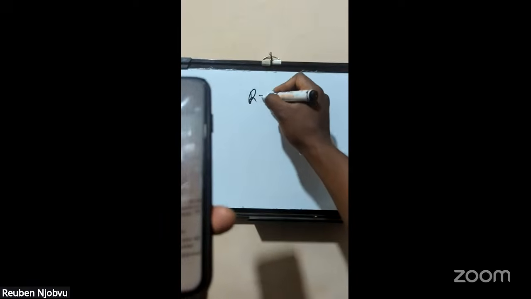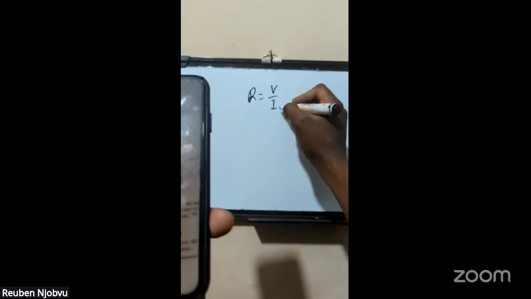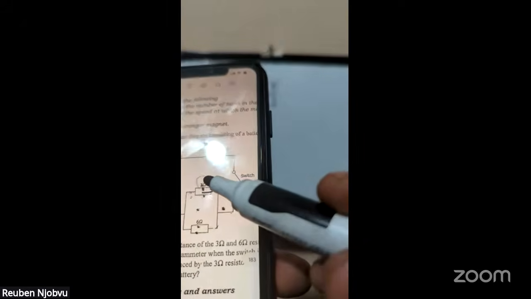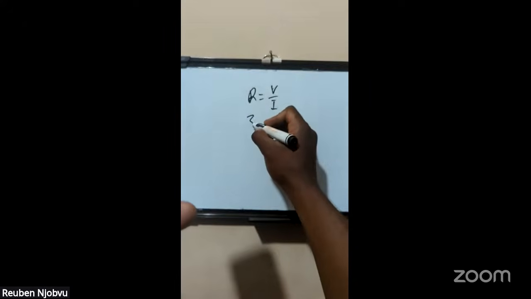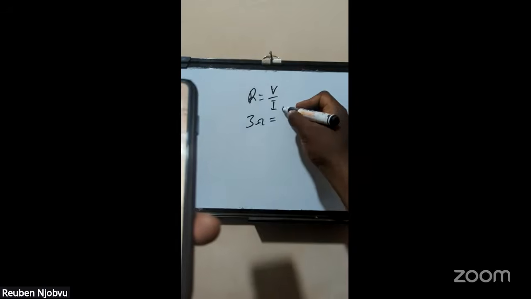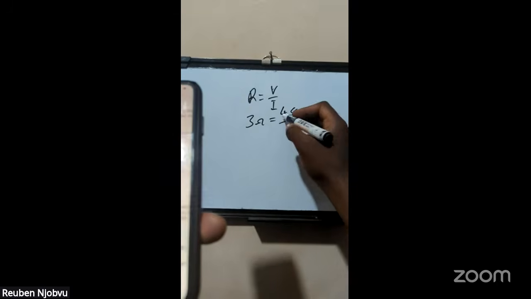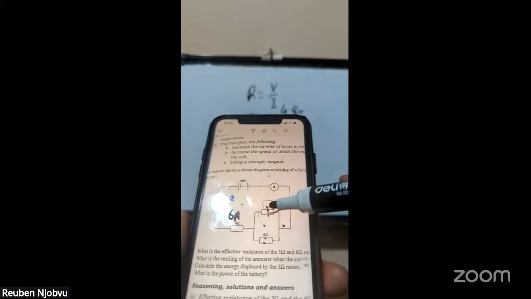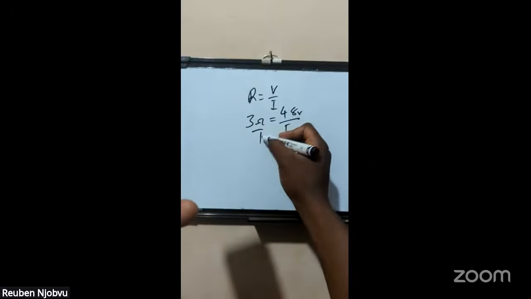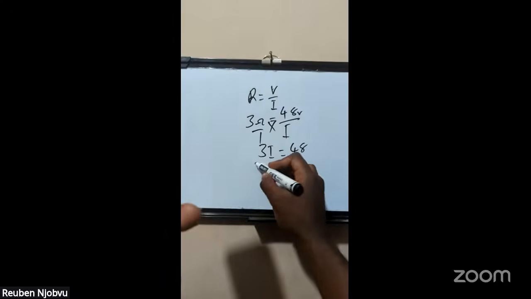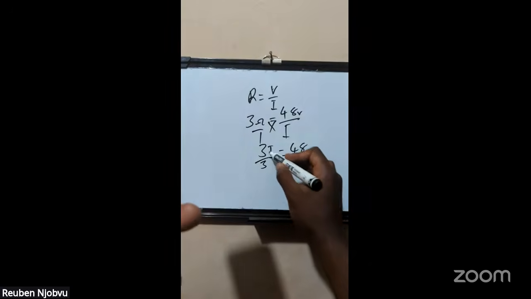You say resistance is equal to voltage over current. What is the resistance? They have given you 3 ohms. So you're going to say 3 ohm resistor. The voltage in parallel is the same, 48 volts over what is the current? We don't know the current passing through at this point. You cross multiply, meaning 3I is equal to 48, so divide both sides by 3.